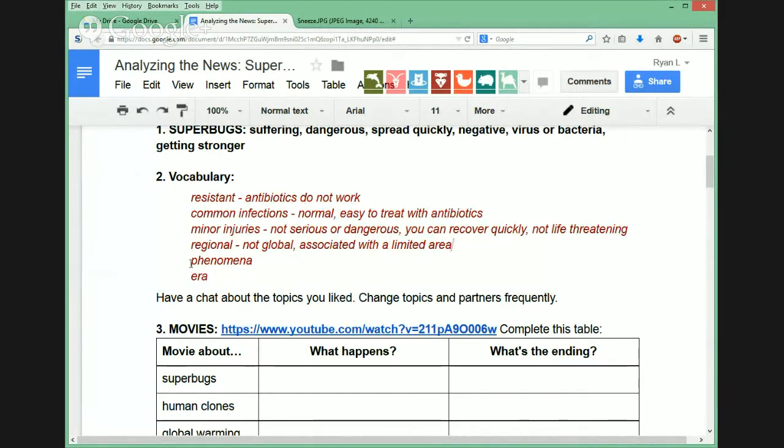Very good job. And then we have here the next vocabulary word, which is phenomena.